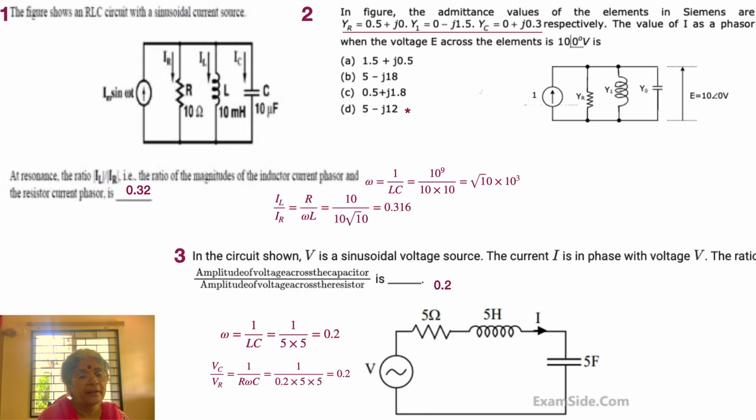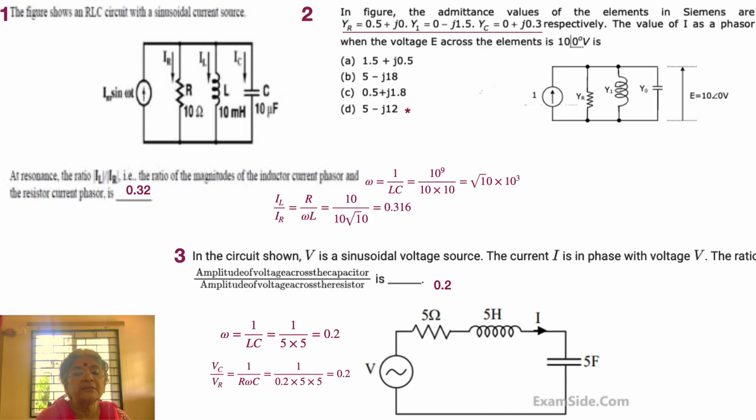Okay, so those relations are very easy and very good to remember. So now we have 10 angle 0 multiplied by the admittance of the resistance, which is 0.5. So we have one component as equal to 5. Okay, so the real value will not change. It will always be dependent upon the resistance, in this case the admittance.